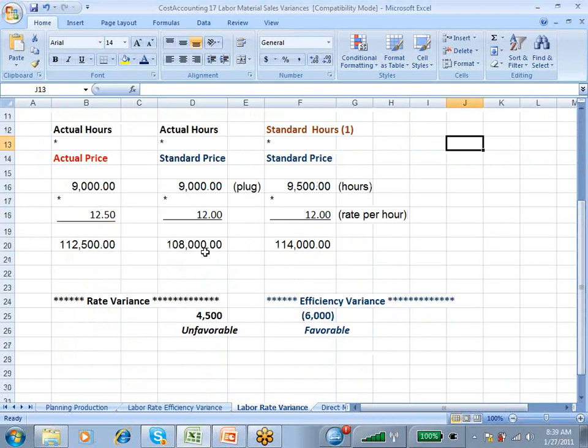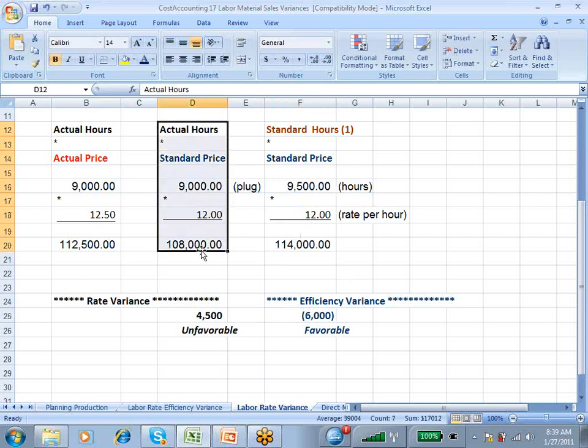In order to plug this total, since I don't know the 9,000 yet, in order to get this total number, I take the 114,000 and I subtract the efficiency variance because I know that the actual middle column is going to be 6,000 lower. So even though I don't know the 9,000, I know 12 and I know the 108. 114 less 6,000 is 108.